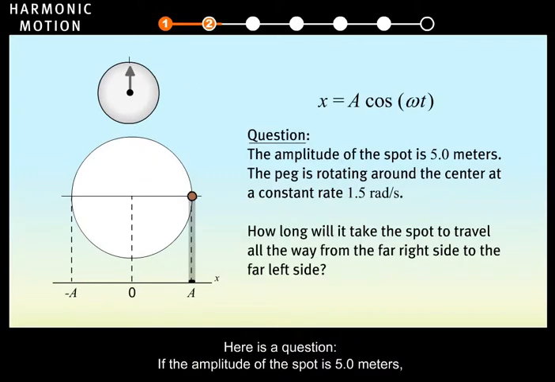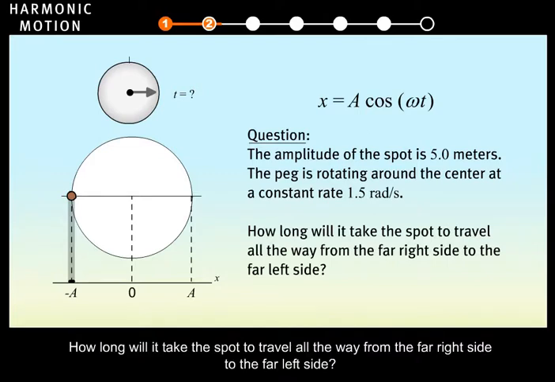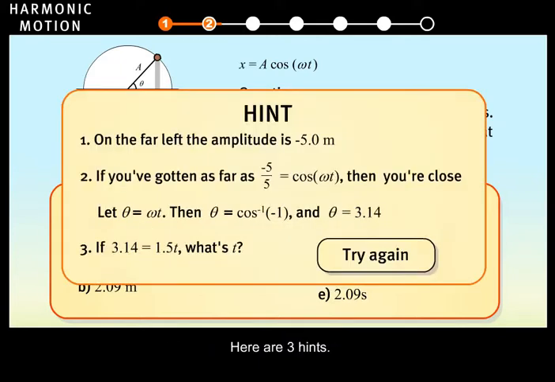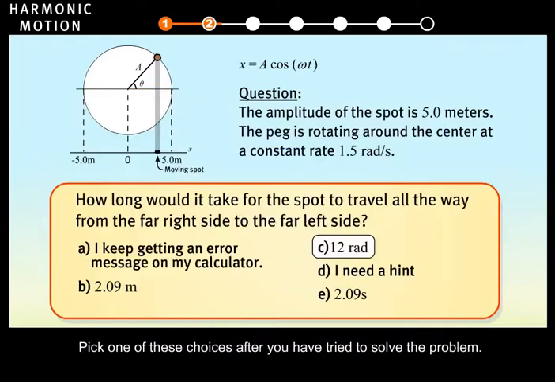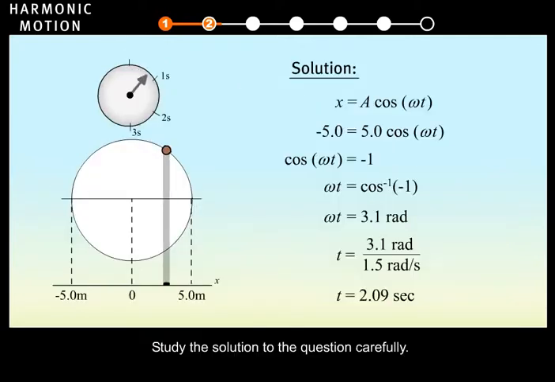Here is a question. The amplitude of the spot is 5.0 meters. The peg is rotating around the center at a constant rate of 1.5 radians per second. How long would it take for the spot to travel all the way from the far right side to the far left side? Pick one of these choices after you have tried to solve the problem. Here are 3 hints. Correct. Study the solution to the question carefully.